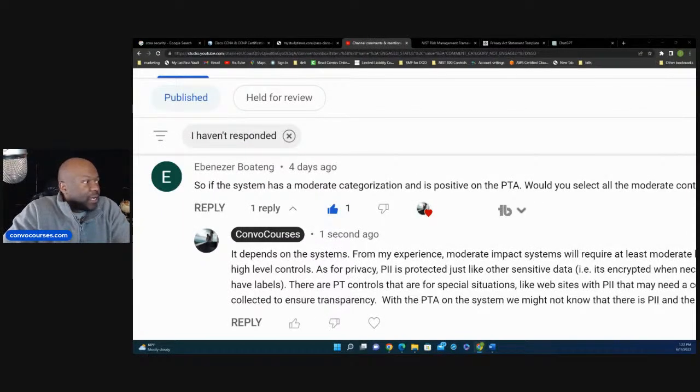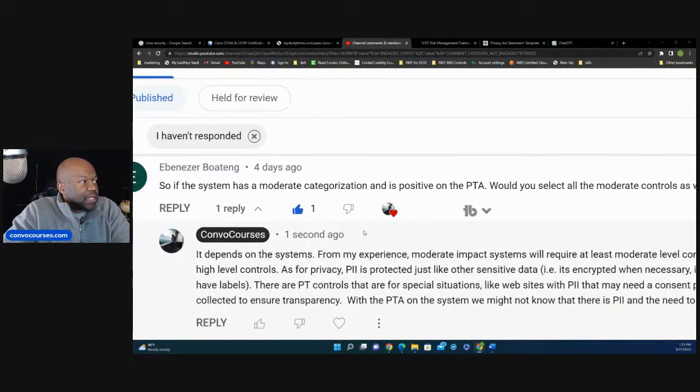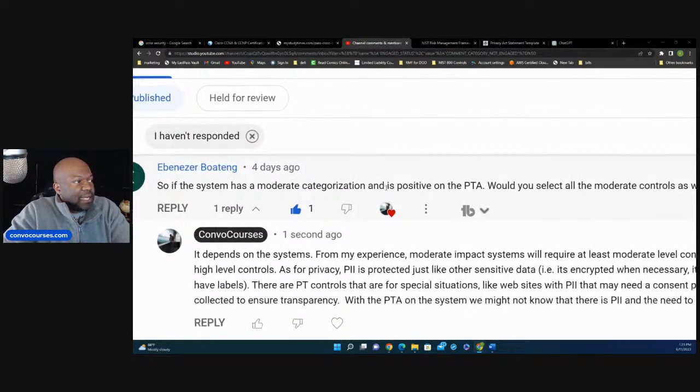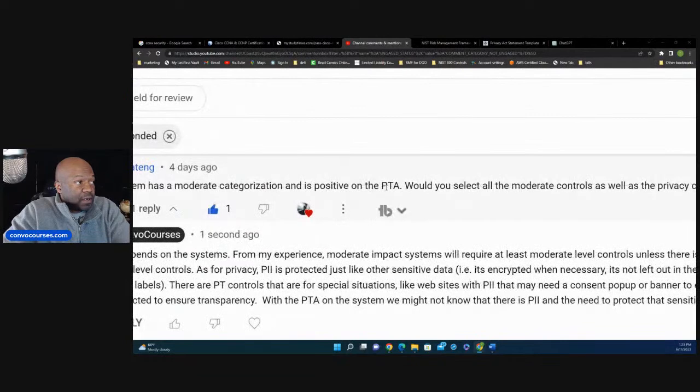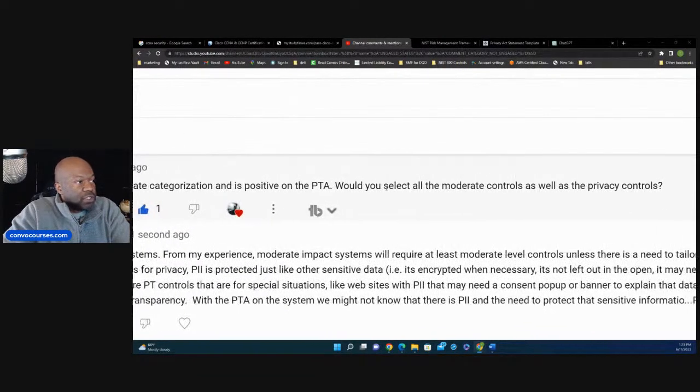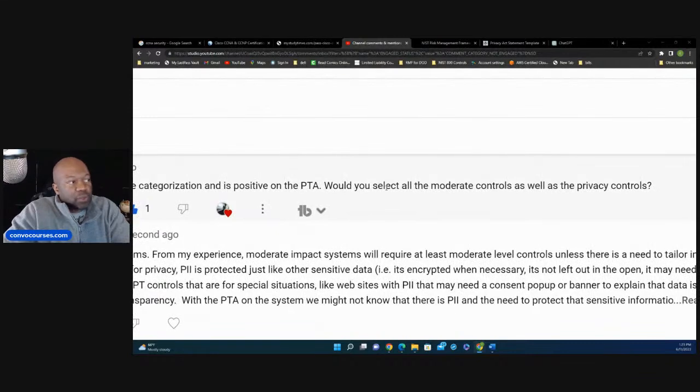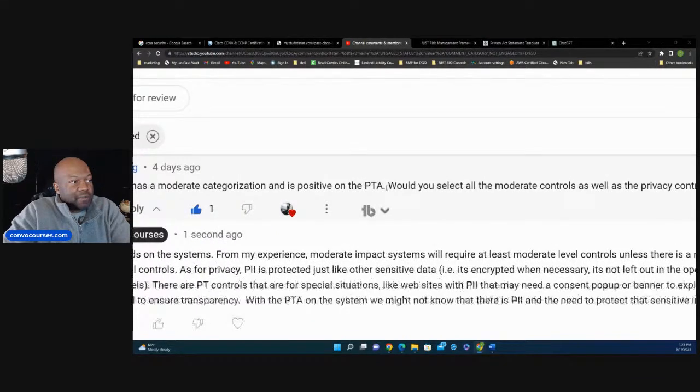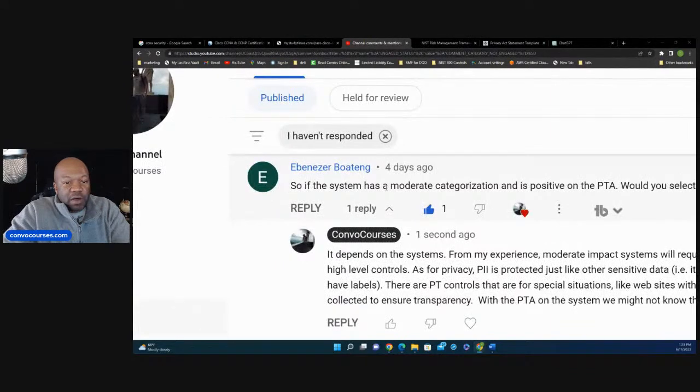Somebody asked me about privacy on a moderate impact system. They said if a system has moderate categorization and is positive on the PTA, privacy threshold analysis, would you select all the moderate controls as well as the privacy controls? So let me put this all in context.